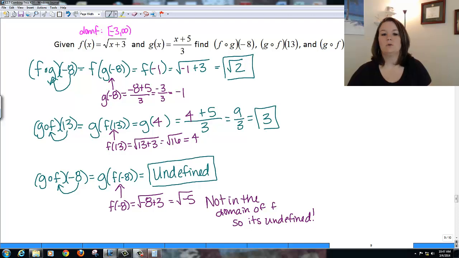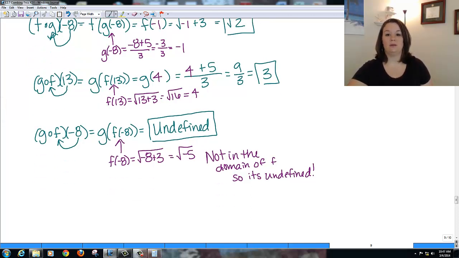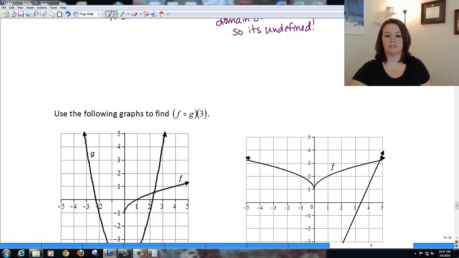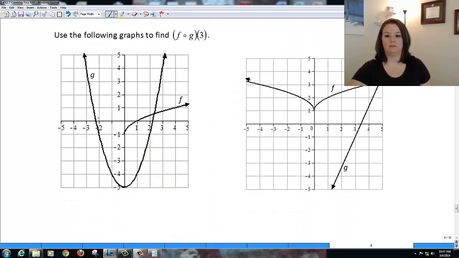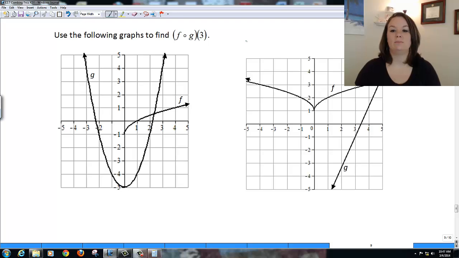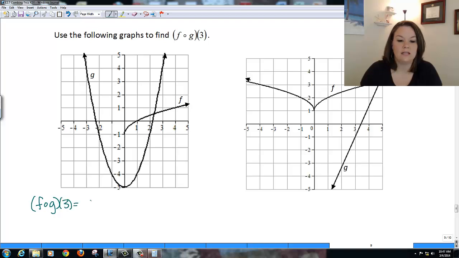All right, so I want to show you the same idea of evaluating functions using pictures like we did in the last part of this section. So it says use the following to find f composed of g of 3. So again, I'm going to go ahead and write f composed of g evaluated at 3 means I'm doing f evaluated at g of 3. So the first thing I need to do is figure out what g of 3 is.